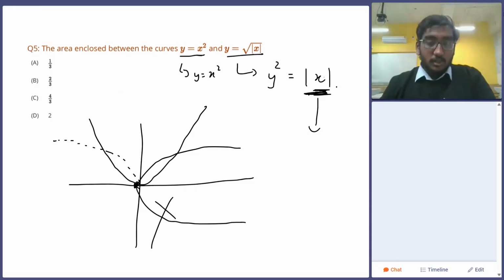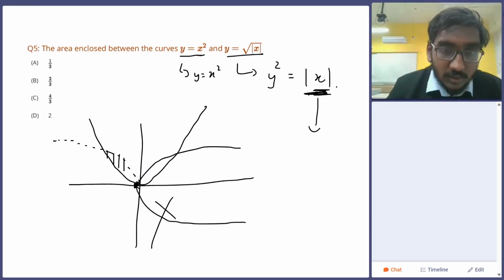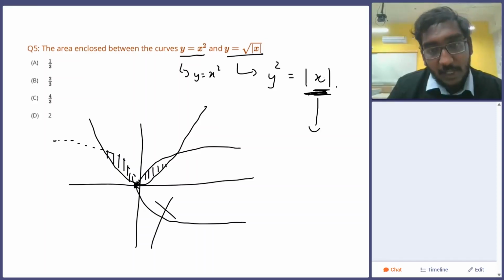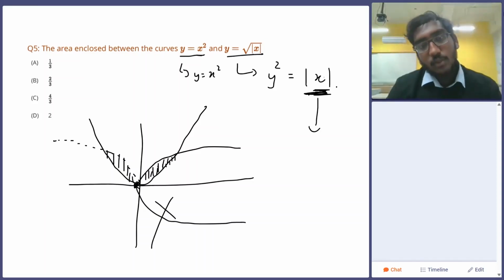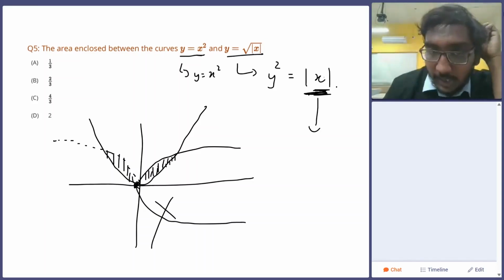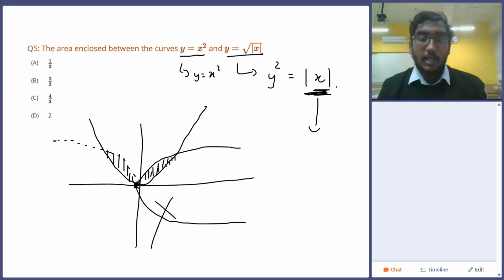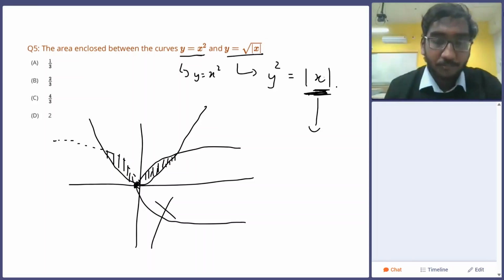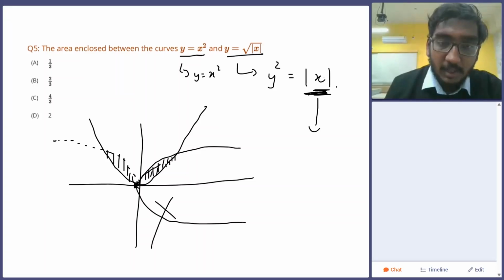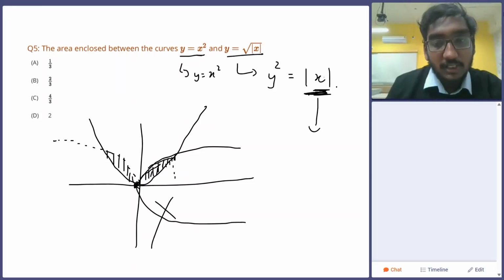So this particular enclosed region, due to symmetry, will be equal on both sides. So you just find one particular enclosed area and multiply it by 2, and then you are done. What will be the area enclosed? The point of intersection is clearly 1 comma 1, and the other is minus 1 comma 1. These are the 2 points of intersection.